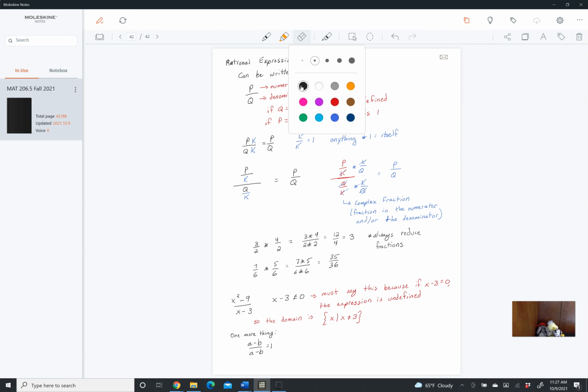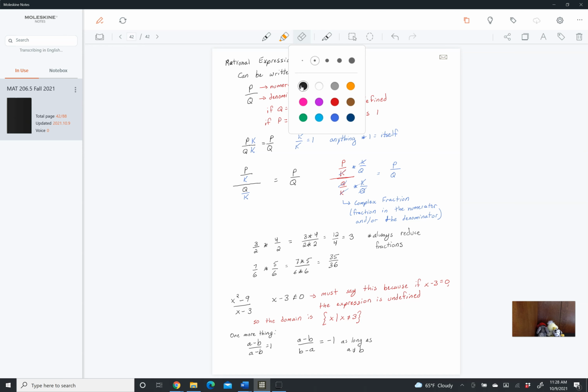If we were to flip the bottom, though, in other words, if we had A minus B over B minus A, that's equal to negative 1. Okay? As long as A is not equal to B. Because if A and B were equal, then the problem would be that this would be over 0 and it would be undefined. So that's why we're saying as long as A is not equal to B.